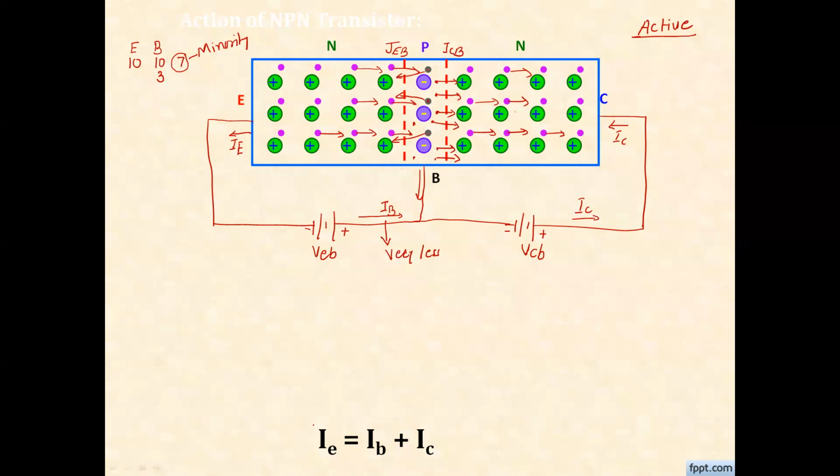And now, based on that, we can write the equation: emitter current is equal to base current plus collector current. But as we know the base current is very, very small, so I can also say that the emitter current is approximately equal to the collector current here, approximately. And now see the symbol, okay.